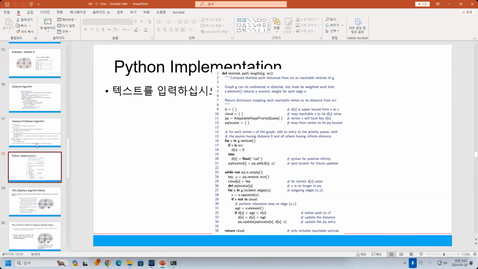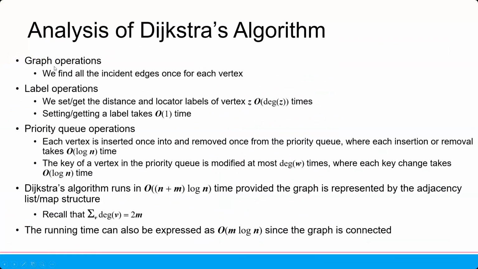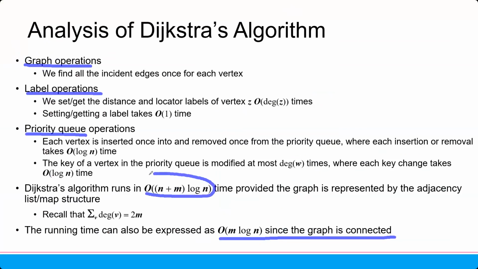Last time we finished with the analysis of the algorithm. At the time we learned how the algorithm works, especially in the graph operation, and we also learned the label operation and how to apply the priority queue. At the end we know that the running time of the Dijkstra algorithm can be expressed with O(m log n) since the graph is connected. But overall, we can look at the big O as O((n + m) log n).